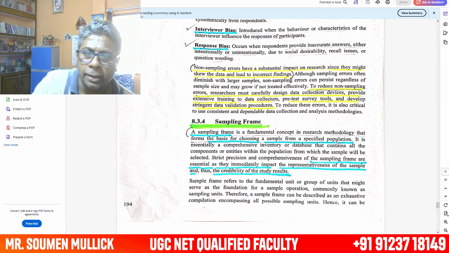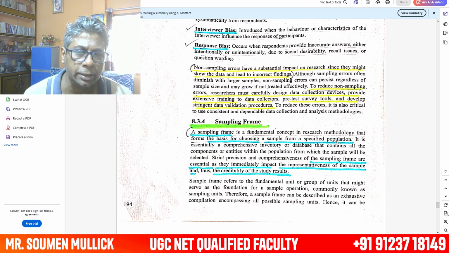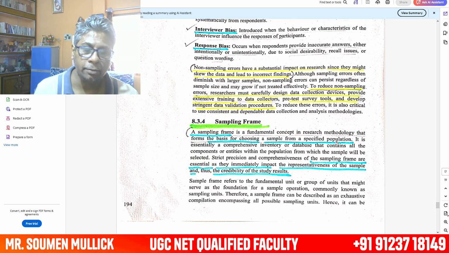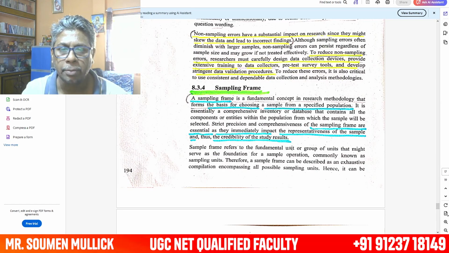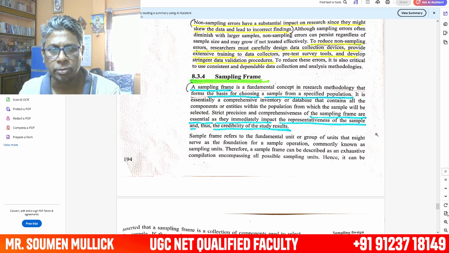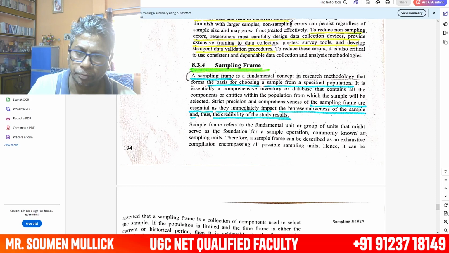Next, non-sampling errors have a substantial impact on research. They might skew the data and lead to incorrect findings. And in sampling, now we are going to understand the sampling frame. The sampling frame is a fundamental concept in research methodology that forms the basis of choosing a sample from a specific population.